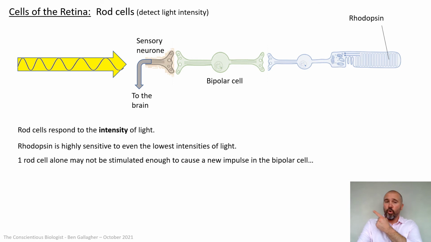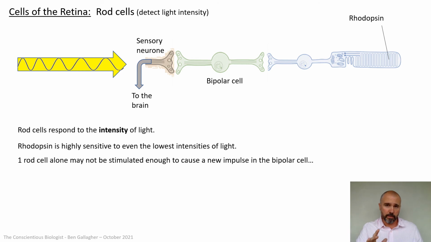Okay, so I've put here one rod cell alone may not be stimulated enough to cause a new impulse in the bipolar cell. Some light may have hit it, it may have stimulated it. It may have caused the release of some vesicles of neurotransmitter, which could send some neurotransmitter across this little synapse between the rod cell and the bipolar cell. But if not enough neurotransmitter comes across, it won't cause a threshold potential in the bipolar cell, which means the bipolar cell won't make an action potential, won't send it on, and it'll be as if you never saw anything at all.